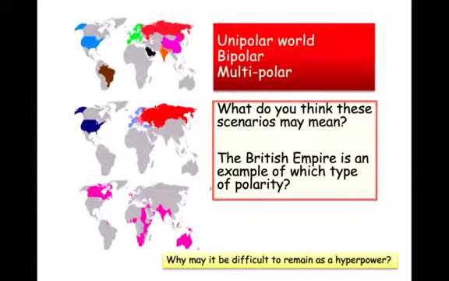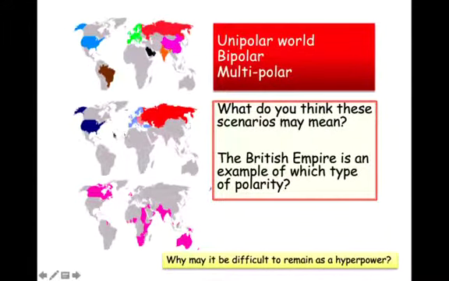So we're going to start by looking at the British Empire, as I said, by looking at a unipolar world. If you look at the map at the bottom of this screen here, this is what I was just talking about. This was empire at its height. All the purple areas were owned by Britain.